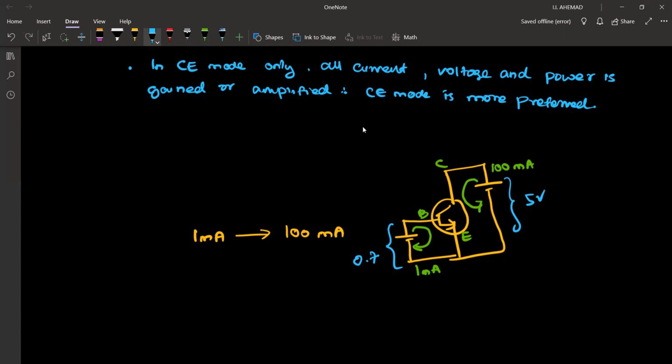Is the idea clear, Shahama? What does this gain mean? Not producing current suddenly, it is actually controlling the current by sending a smaller current. By a smaller current, we control a larger current. Did you get the idea?